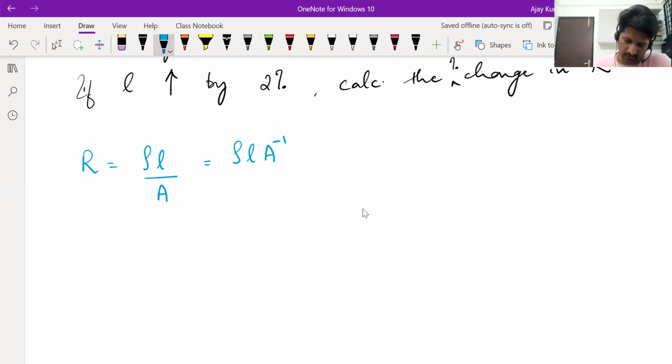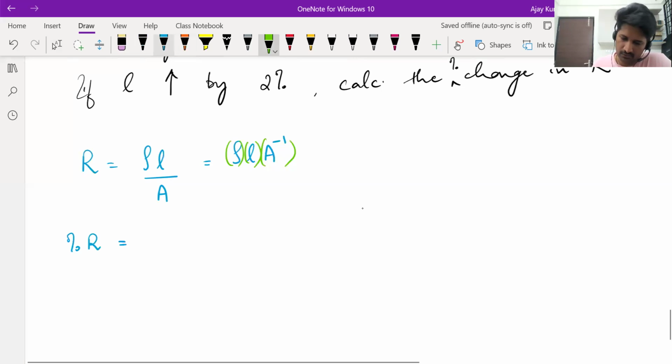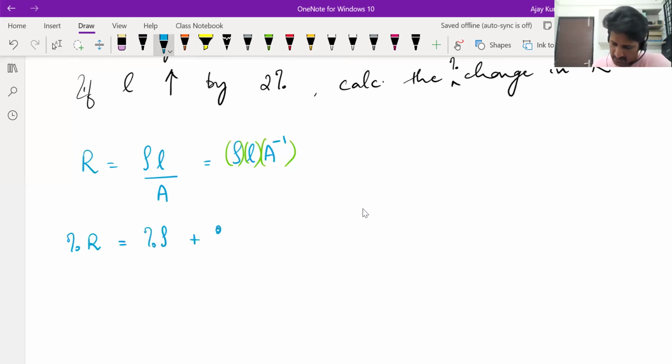Now, if you want percentage change in resistance, again, a little bit of 11th class concepts. When three terms are multiplied, like resistivity, length, inverse of area, whenever terms are multiplied, their percentage changes get added. So you can say that it is equal to percentage change in resistivity plus the percentage change in its length, and the power of area is -1, so minus the percentage change in area.